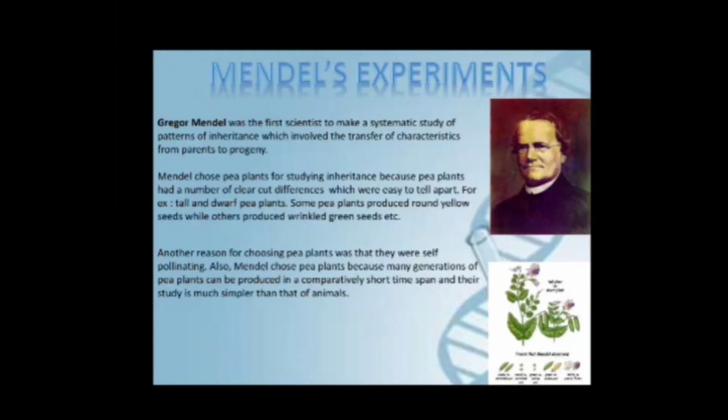Mendel used a number of contrasting visible characteristics of garden peas, that can be round or wrinkled seeds, tall or short plants, white or violet flowers, and so on. Another reason for choosing pea plants was that they were self-pollinating. Also, Mendel chose pea plants because many generations of pea plants can be produced in a comparatively short time span, and their study is much simpler than that of animals.